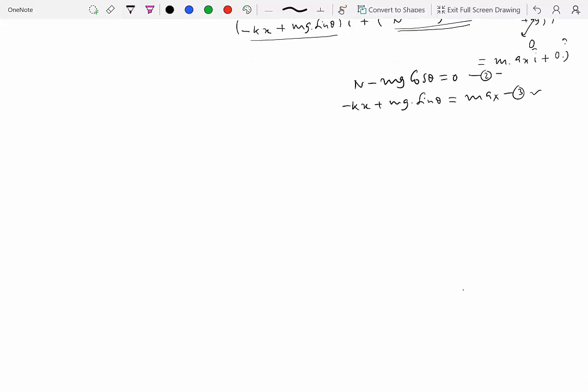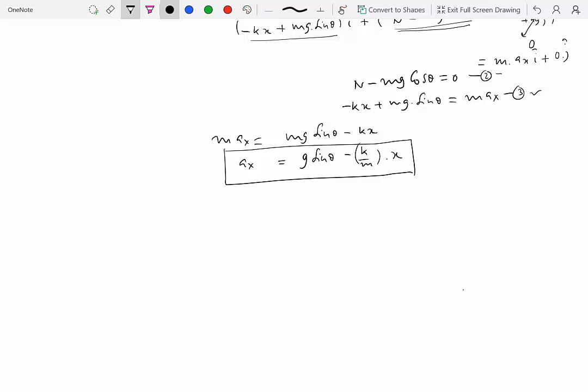So what does it say? Equation 3 is, I'm going to write ax first, equal to mg sine theta minus kx. If I divide by m, I get g sine theta minus k over m times x. So that's our acceleration, and that's our main thing that we were looking for.